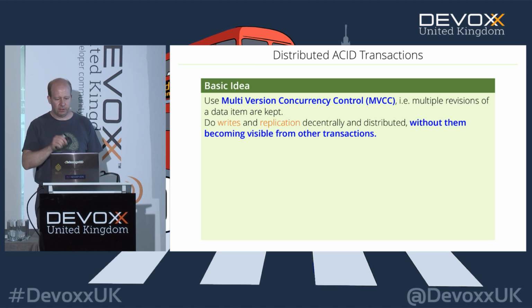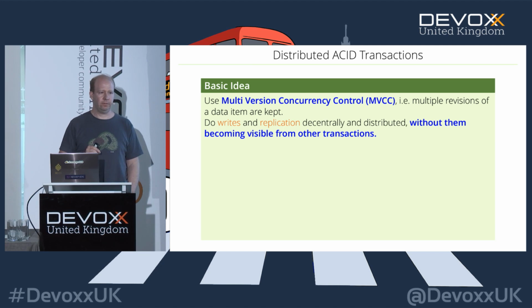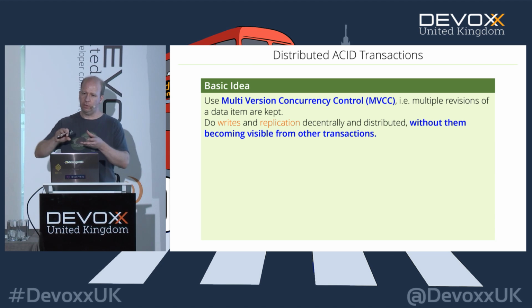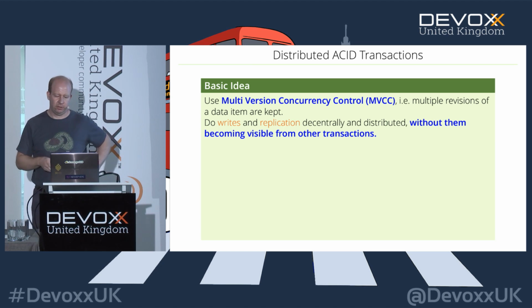And that is called multi-version concurrency control. So it's multi-version because you keep multiple versions of your data items, and concurrency control because you control which transactions are running in a concurrent way.